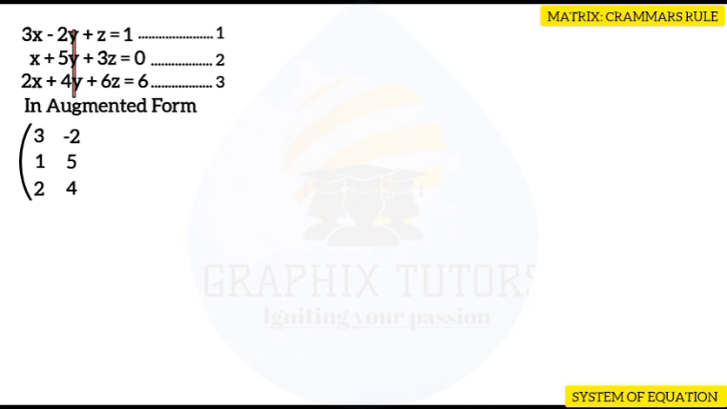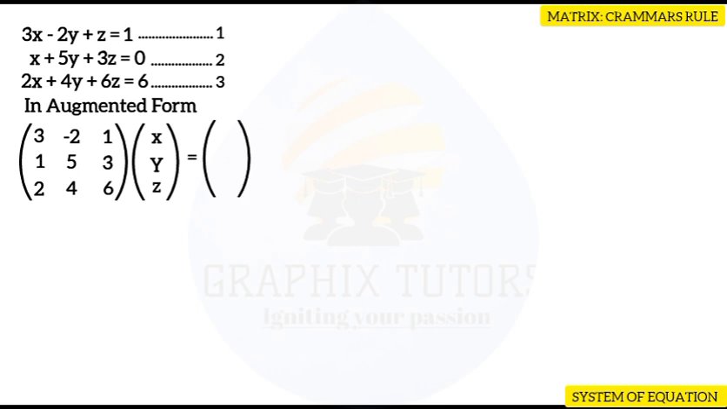We'll go to the third one. Coefficient of z in equation 1 is 1, in equation 2 is 3, in equation 3 is 6. So I'll put them into my bracket. Close to it, I'll put x, y, z equals, then I'll put the constants here. This will be 1, 0, 6. So this is the matrix form, the augmented form of that system of equations.